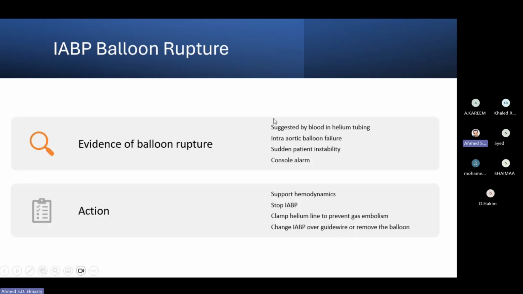So what is the evidence of rupture? You can see blood in the helium tubing, and you will see intra-aortic balloon failure, sudden patient hemodynamic instability, and you will also get a console alarm. What action should you take? You should support the hemodynamics of the patient with vasopressors and inotropes, stand by the intra-aortic balloon, clamp the helium line in order to prevent gas embolization, and you should remove the intra-aortic balloon or change the intra-aortic balloon over a guide wire.